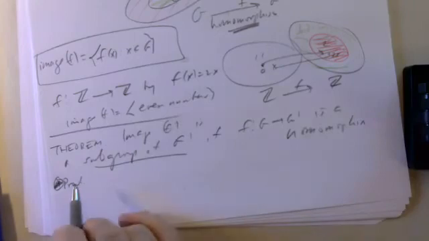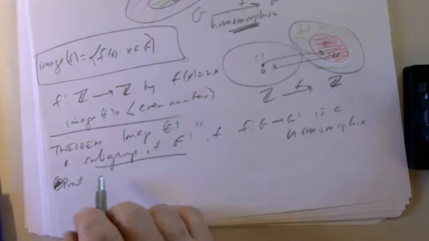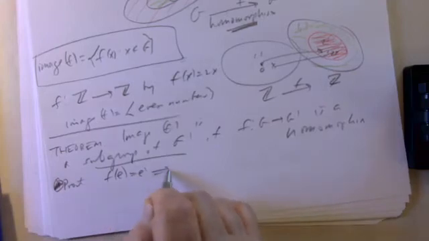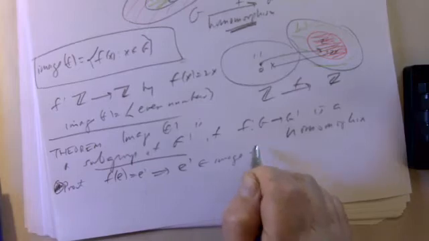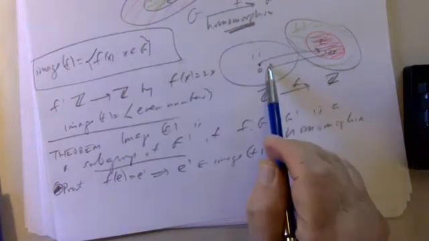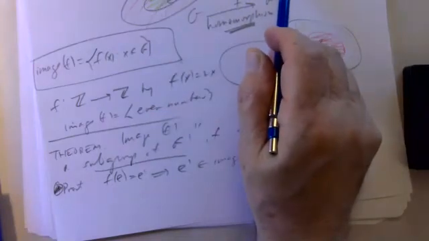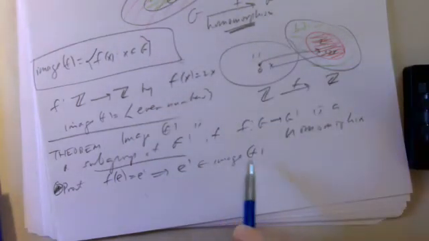So what's the proof? Well, the first step is easy. f of e is equal to e prime. So e prime is certainly in the image of f. The identity always goes to the identity. So the identity in G prime is always in the image.